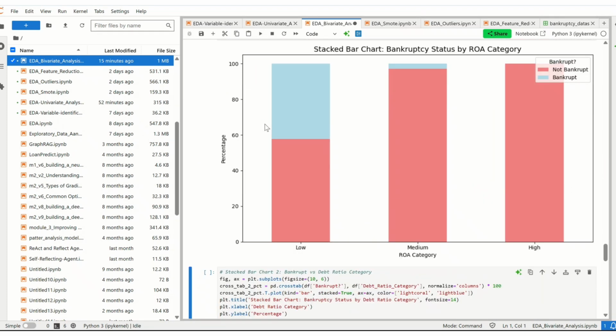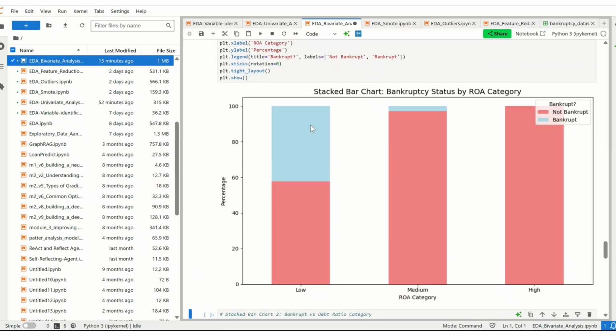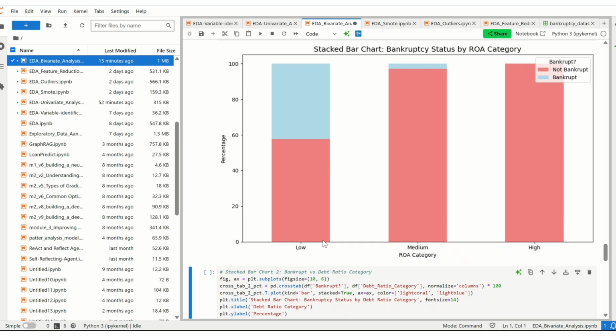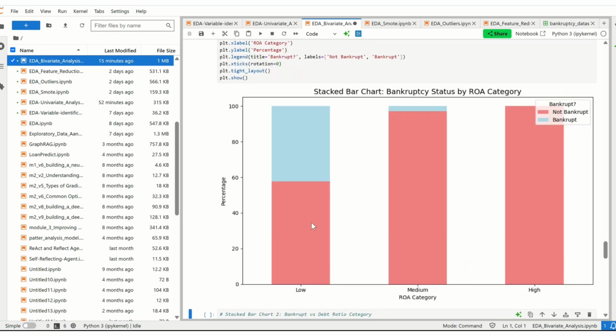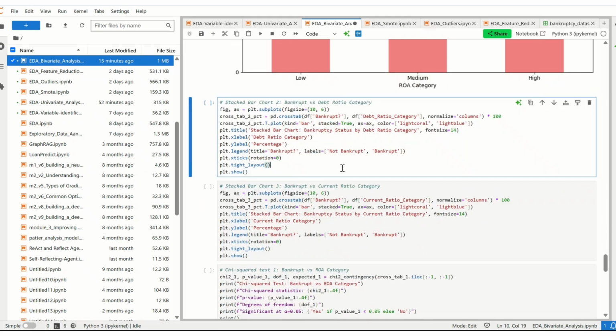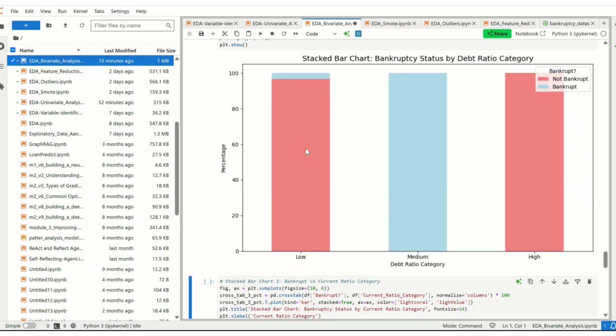Now we can see the stacked bar chart, where the whole bar is split across bankrupt and non-bankrupt. Now this is the ROA category, return on asset category, and then we have low, medium, and high values. We are seeing what is the percentage of bankruptcy versus non-bankruptcy. Next, we will see the bankruptcy with the debt ratio category, like this.